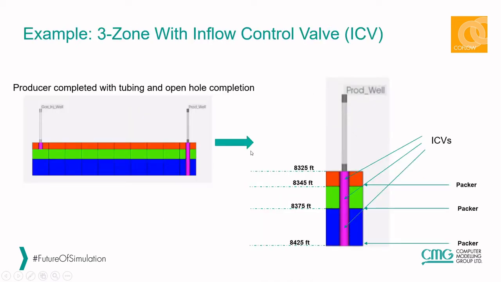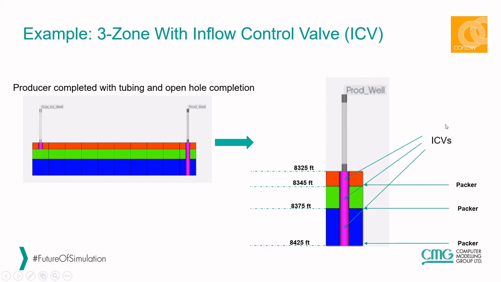In this example, I will be building a 3-zone well, where in each zone we will be placing the inflow control valve, ICV. As you can see from the left-hand side picture, in this model we have already modeled the producer and the injector. The producer has been completed in all 3 layers in this reservoir.